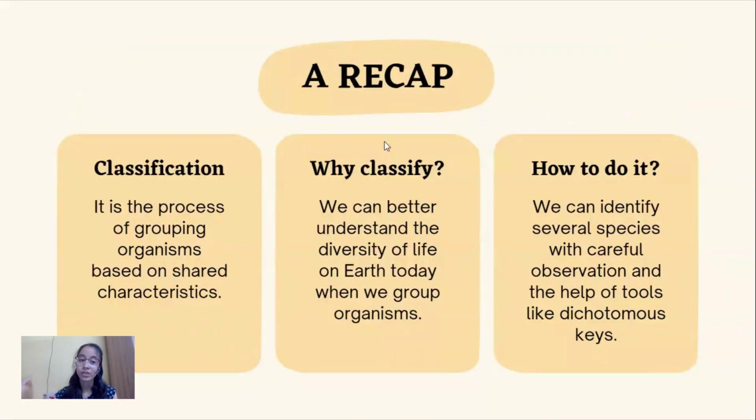A recap. What have we studied? We have studied classification. Classification is the process of grouping organisms based on shared characteristics. Why do we classify? We can better understand the diversity of life on Earth today when we group organisms. How to do it? We can identify several species with careful observation and with the help of tools like the dichotomous key.